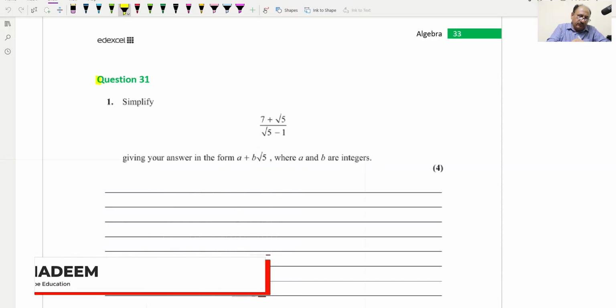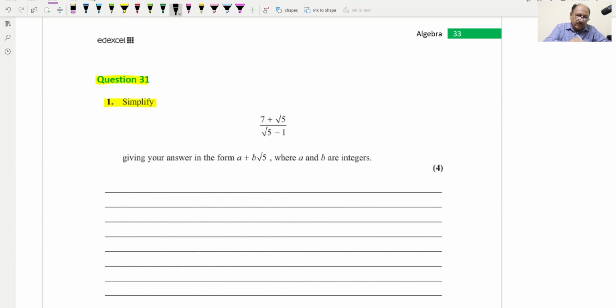Question number 31 of the topic wise file, and question number 1 of the past paper. It says simplify this one, giving your answer in this format. So it is basically rationalization. So 7 plus under root 5 over this will be under root 5 minus 1, and we can multiply it with under root 5 plus 1 over under root 5 plus 1 with the opposite sign.